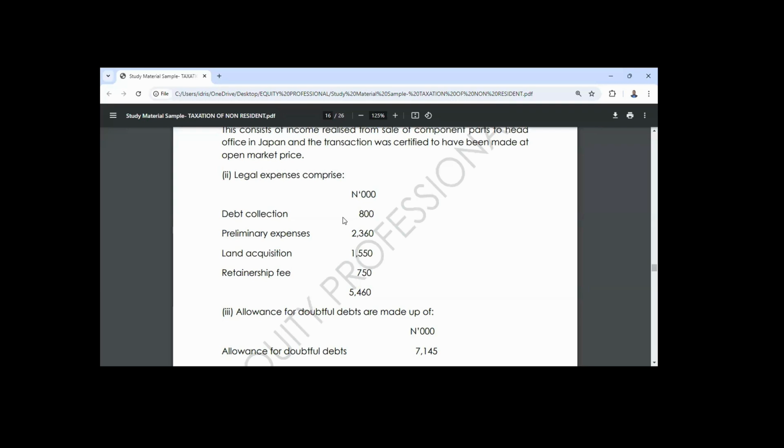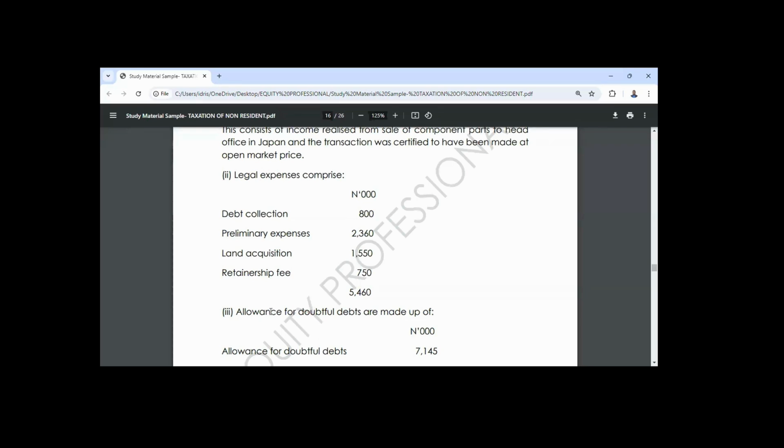So the two items under legal expenses that we are going to add back to the net profit are land acquisition and preliminary expenses.